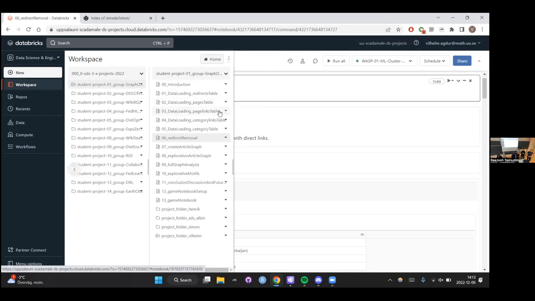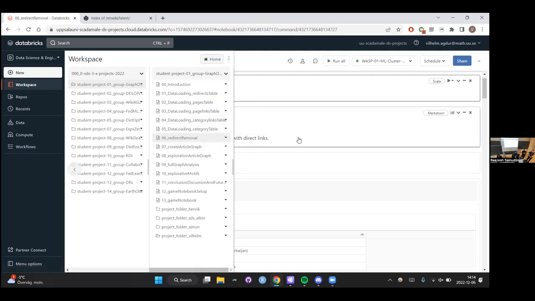Page links is the one with 1.5 billion things in it. And we also load in the data on categories and which articles are in which category. And all of this is available as the tables in the Delta Lake on the Databricks, all prefixed enwiki underscore something. So you can look at them.